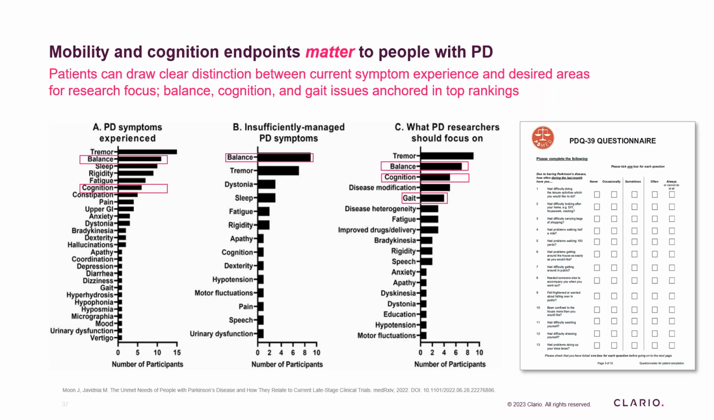Okay, so it's also, of course, very important to make sure we are capturing endpoints that matter to patients. So there was a nice study done in Parkinson's disease, surveying 28 participants in clinical trials about their current PD experience, symptoms experienced, what they feel is insufficiently managed, and what they feel PD researchers should focus on. And so you'll see mobility measures that rise to the top here, really overall balance, we see gait. But interestingly, we also see cognition, right? So both of these are very relevant in the Parkinsonian indications. So we want to make sure we're capturing those together. Next slide, please.